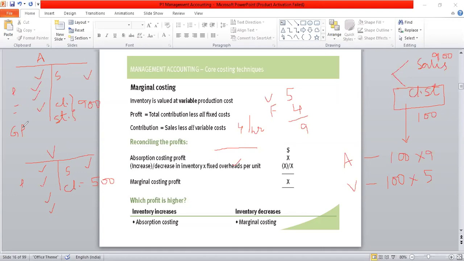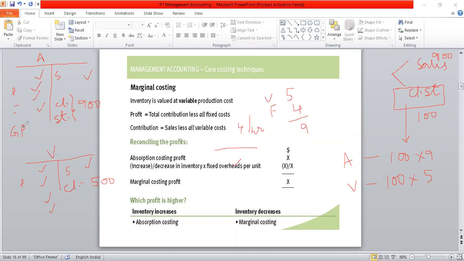What about the ending inventory? Ending inventory is more in case of absorption costing. Profit is more in case of absorption costing. And this is carried forward to retained earnings. Retained earnings also will be more. But in case of variable costing, closing stock is less, profit is less. Okay, profit is less, and the profit which is carried forward to the retained earnings also is less.